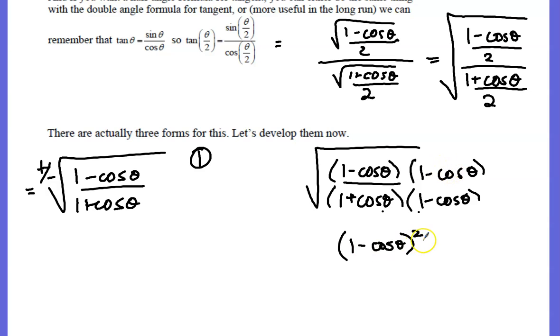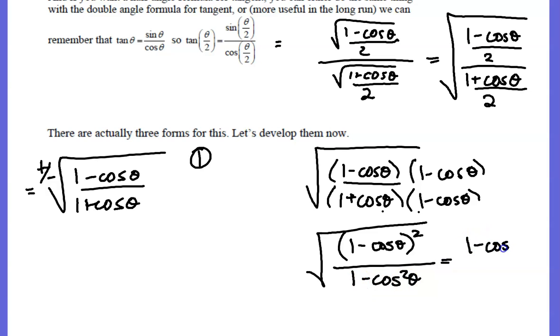I'm not going to multiply it out. I'm going to leave it squared for a reason. Over the bottom are conjugates, so 1 minus cos squared. And you guys know that 1 minus cos squared is replaceable with somebody. Yep, it's a Pythagorean identity, sine squared.